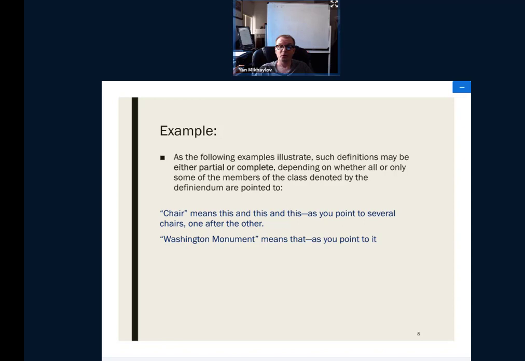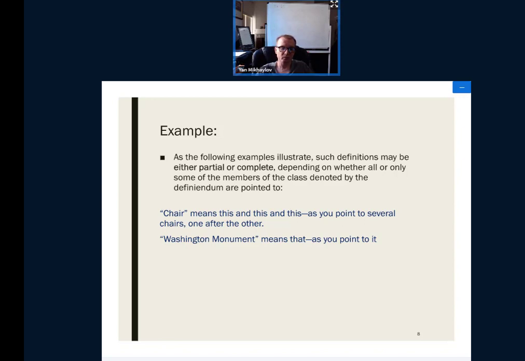Now, you can immediately realize that, first of all, they can be partial or complete. What does it mean? Well, when you're pointing at chairs, is this partial or complete? It is partial, because you're not pointing at all the chairs in the world. That will take you a very, very long time. So you're just pointing at a certain sample. Maybe one chair, maybe two, maybe three, maybe even more than three, but nonetheless, there's a limit to how many chairs you can point at. How about complete? Well, Washington Monument. You point at it, you're done. There's just one Washington Monument, right? So that is a complete definition.